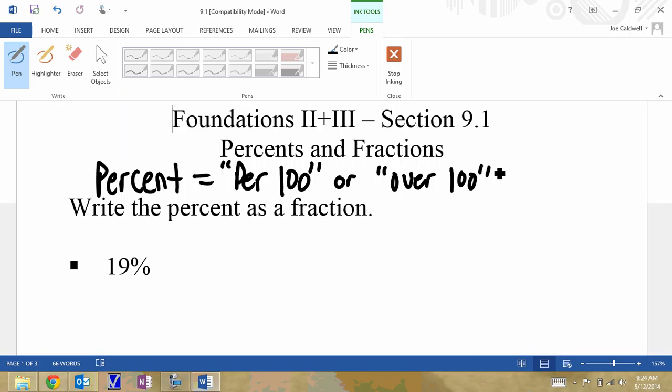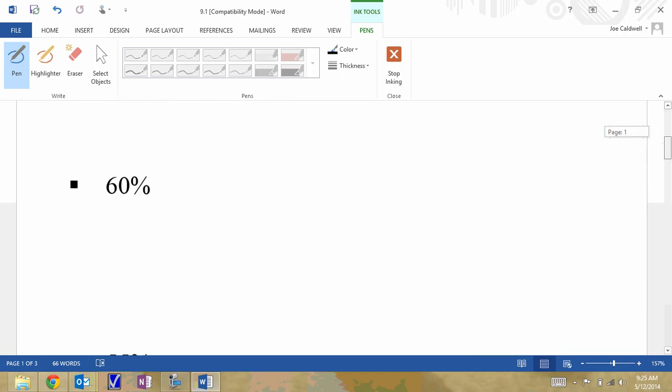When you think of a word like cent, there's 100 pennies in a dollar. Century, there's 100 years in a century. And so how we go about turning a percent into a fraction is just to take that percent and put it over 100, as the word indicates. So for 19%, we would take 19 and put it over 100. Now with all fractions, you want to make sure you reduce, but in this case, there is nothing to reduce.